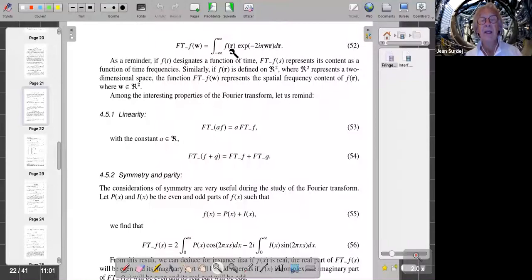Now, nice properties of the Fourier transform are first the linearity. So if you multiply a function by the constant a, the Fourier transform of a times f is equal to a times the Fourier transform of f. Now the Fourier transform of the summation of two functions is just the summation of the two Fourier transforms.